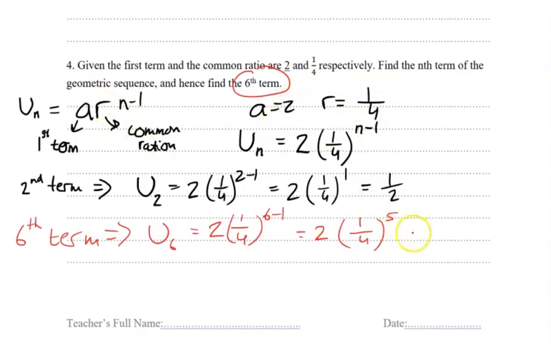So this is going to be 2 times, so 1 to the power of 5 is just 1, and 4 to the power of 5 is 1024. So we're going to have 1 over 1024. Now 2 times 1 over 1024 is going to give us 1 over 512. And remember, these questions can all be done in a calculator.